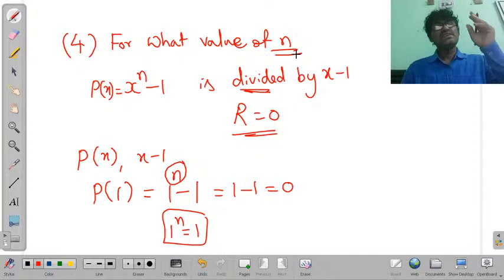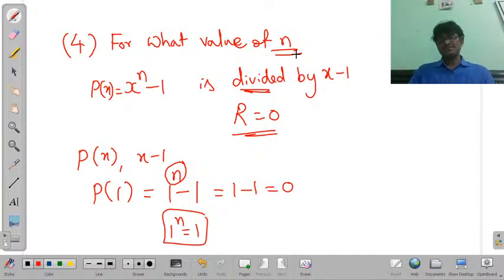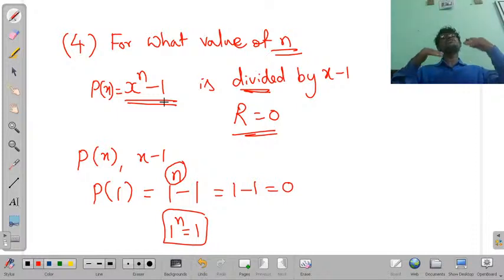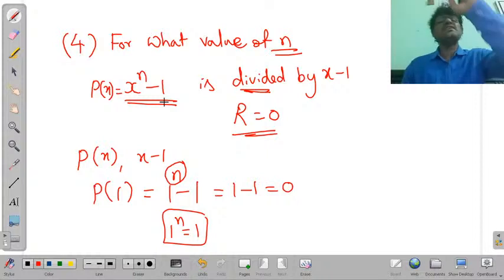That means n can be any real number. Try to understand. Whatever the value of n may be, x power n minus 1 is always divisible by x minus 1. That's it. There is no condition. That means n can be any real number.